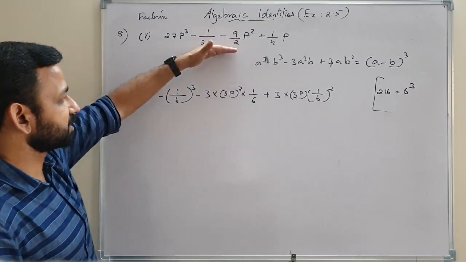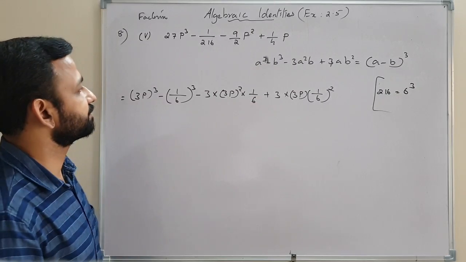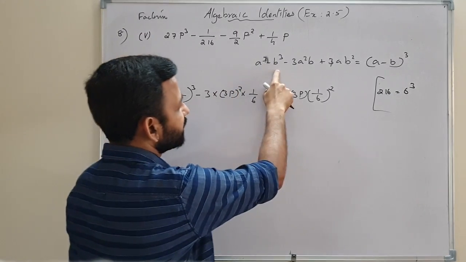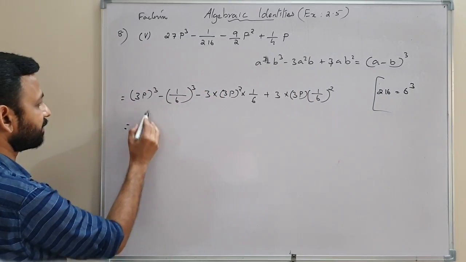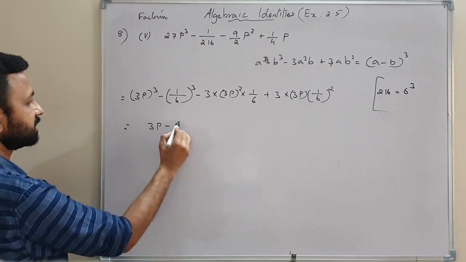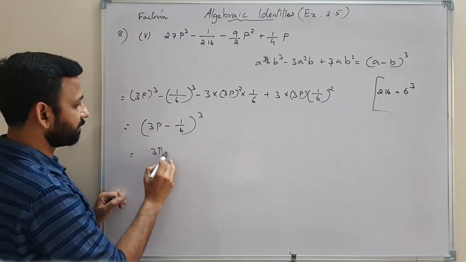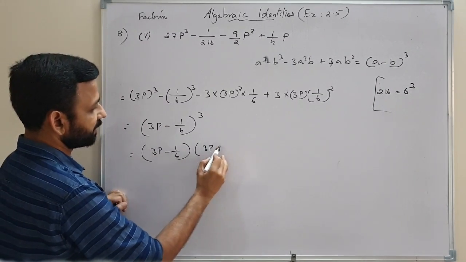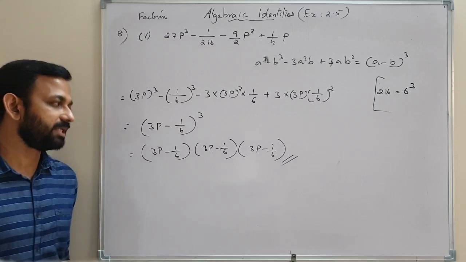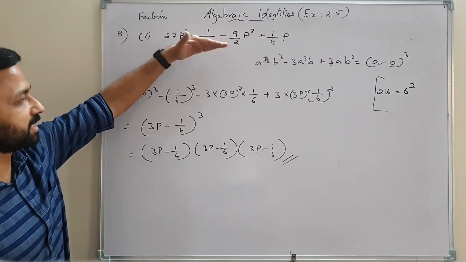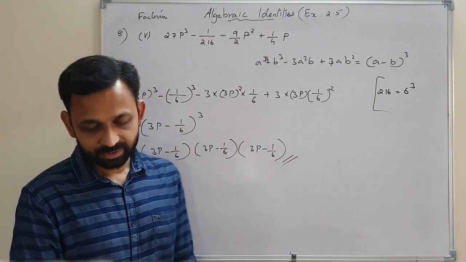We reduced the given expression into the identity form a cube minus b cube minus 3a square b plus 3ab square, which is equal to a minus b whole cube. So we can write a minus b, where a is 3p minus 1 by 6, whole cube. Then we will write it three times: 3p minus 1 by 6 into 3p minus 1 by 6 into 3p minus 1 by 6. So we got the answer. We converted the given expression into the product of factors. So that factorization is over.